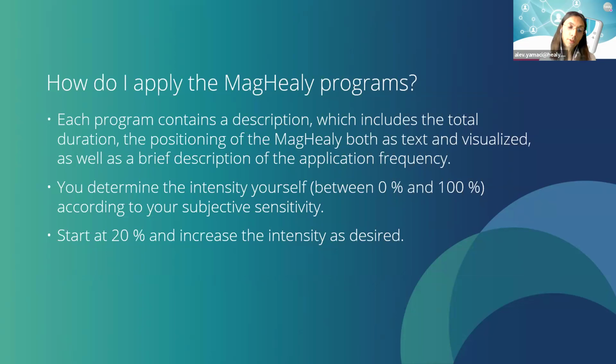Usually you should have something between, I don't know, 20 and 50%, because it's not ultimately about the field strength, so how strong the magnetic field is, but that it basically reaches your body or your field. And in this case, of course, that the right frequency pair reaches your body. So it's more about the frequency and less about the magnetic field strength.